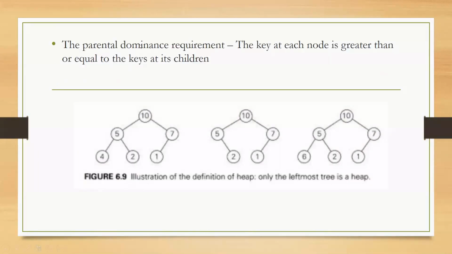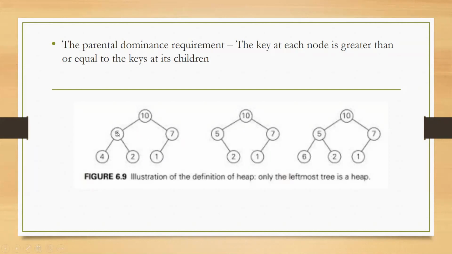Second requirement, the parental dominance requirement. What it tells is, the key at each node is greater than or equal to the keys at its children. If I take the first binary tree, every node should follow this parental dominance. What is this parental dominance? The key at the root node should be greater than or equal to the values of its children. For example, in the first tree, 10 is in the root node. 10 is greater than 5 and 7. Yes, 10 satisfies the parental dominance.